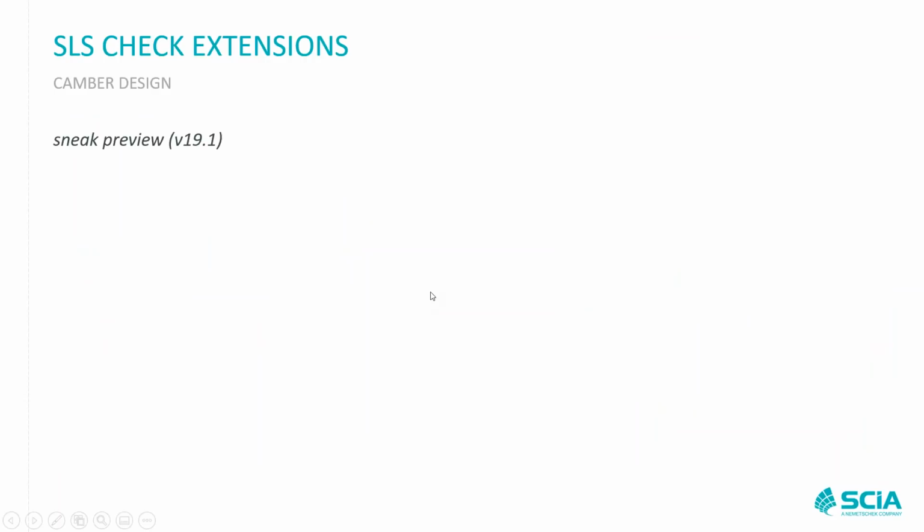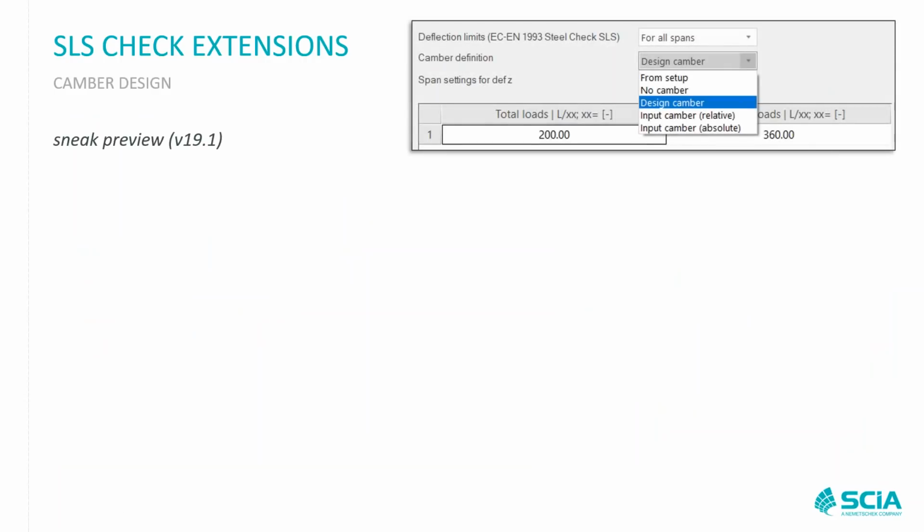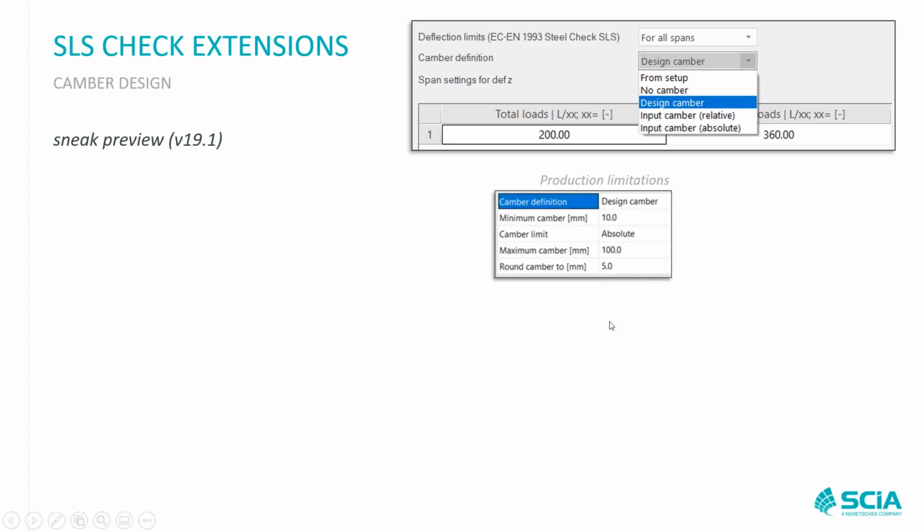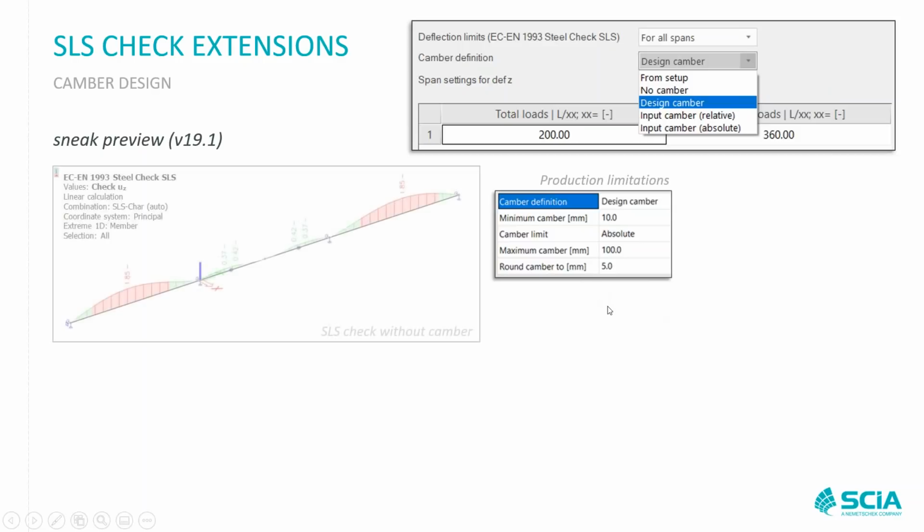Something that is almost finished and will be available in 19.1. I just want to give you a sneak preview. That's the camber design. So how it works: if you set camber design and run it for the whole structure, SCIA will ask you for your production limitations. So what is your minimum camber? What is your maximum camber? And how should we round camber? Let's say to 5 millimeters, meaning 5, 10, 15 millimeters.